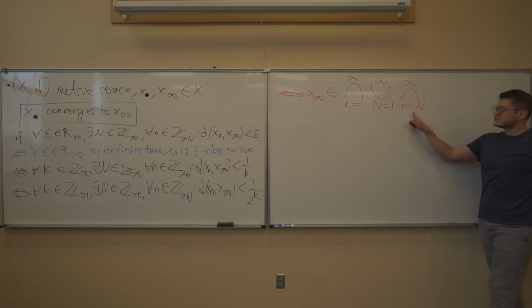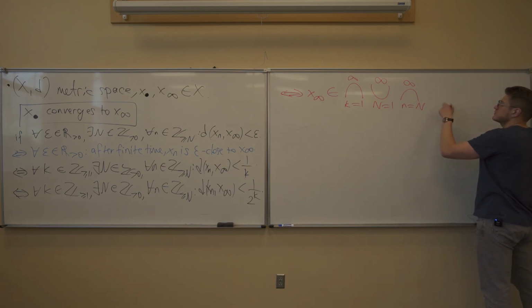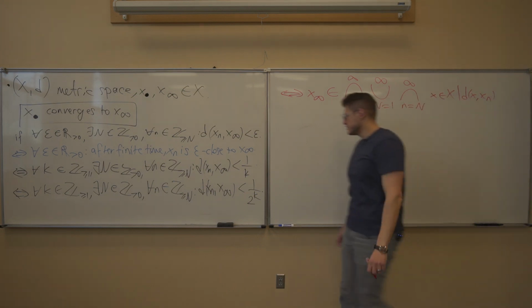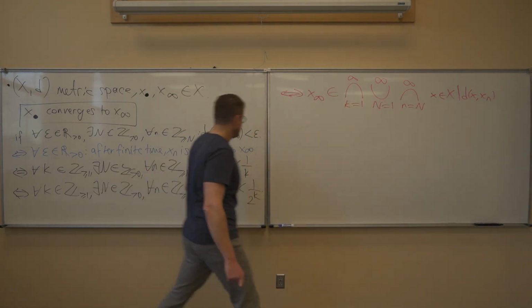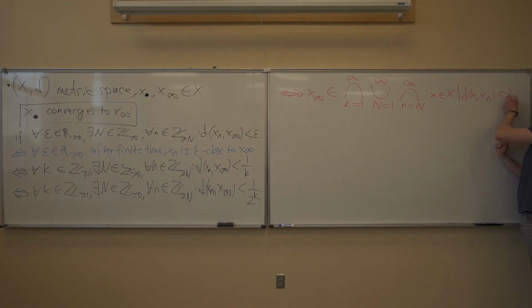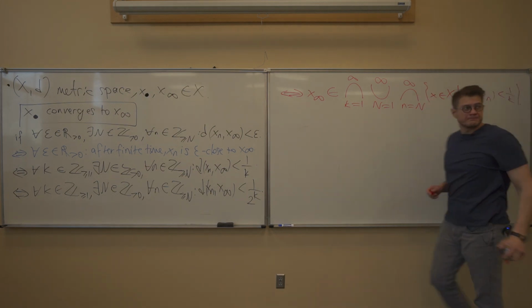You see this running tail. How can I write this? Well, this is the set of all those x in X such that x is not farther than 1 over k from the nth term. These are all the same thing.